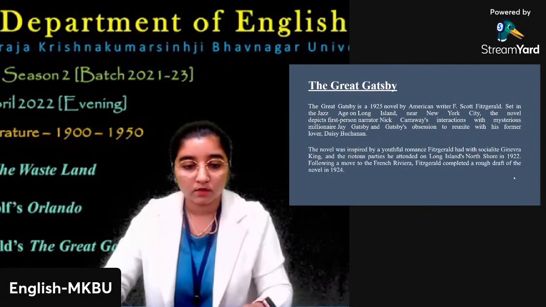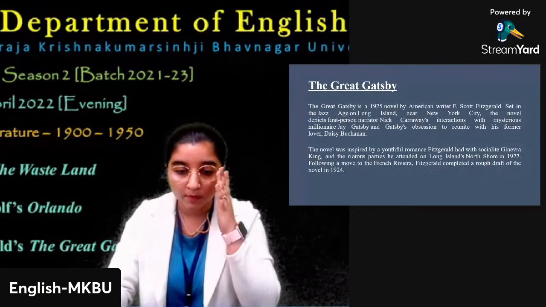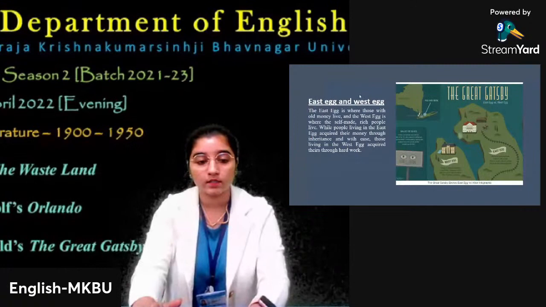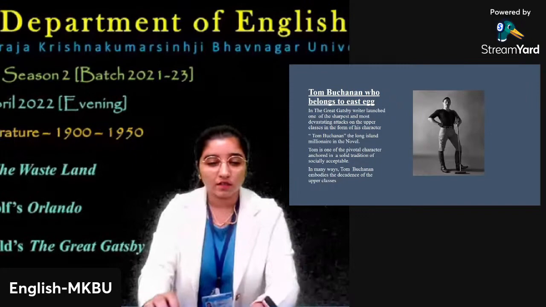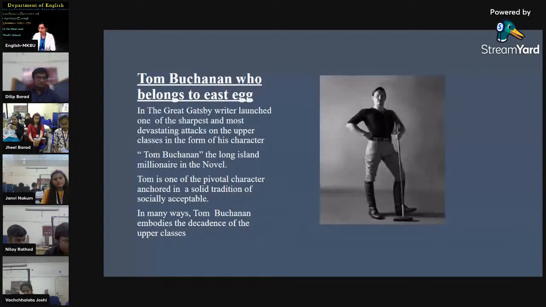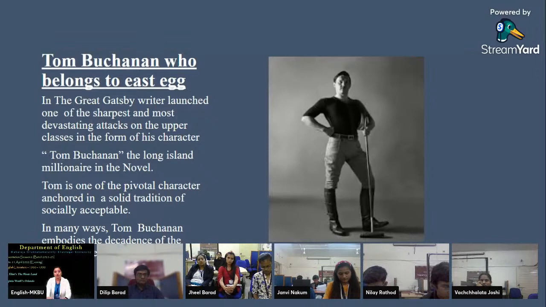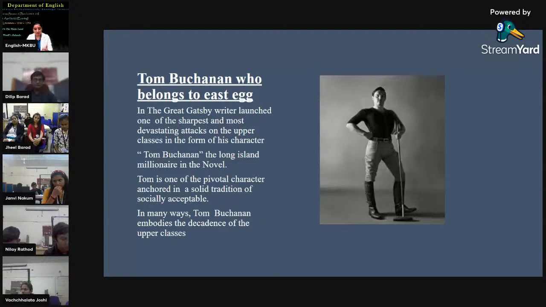Here is the slide of the brief summary of the novel. And this is the East Egg and West Egg. And now, who is Tom Buchanan? Tom Buchanan, who belongs to East Egg, was, we can say, a Long Island millionaire and a pivotal, we can say a critical, character. Through the character of Tom Buchanan, Fitzgerald is trying to show what an upper-class family is, and this is a satire on the upper class, we can say that.